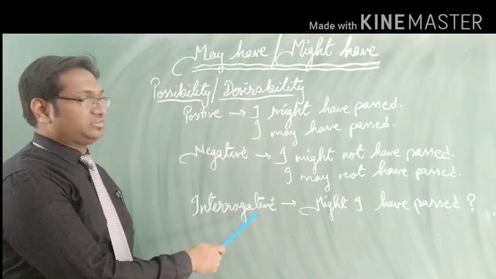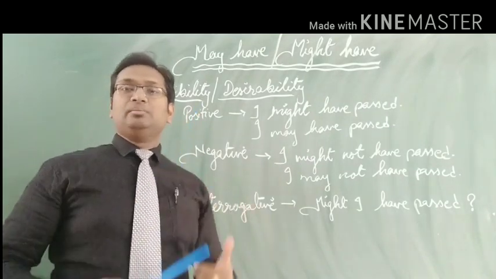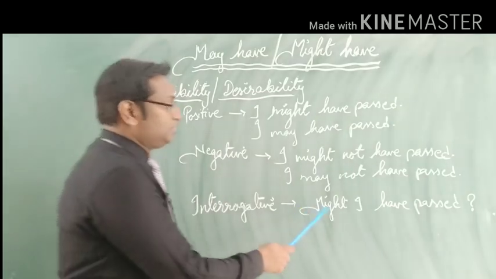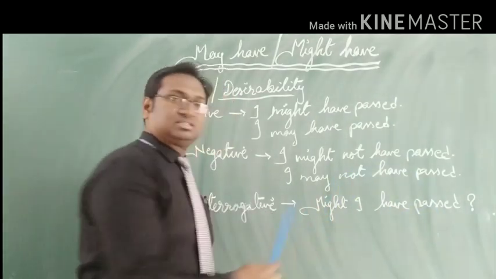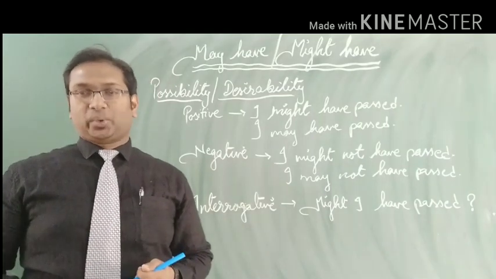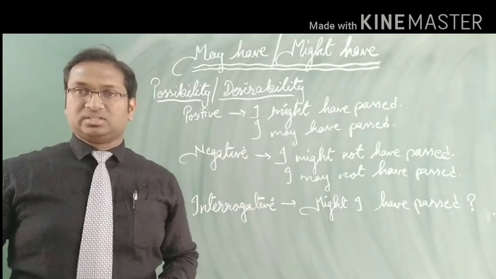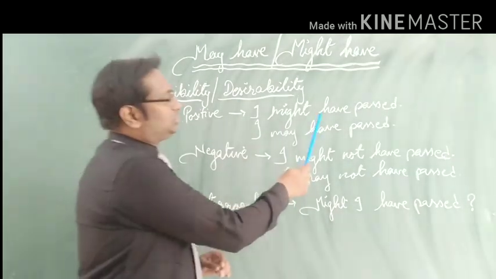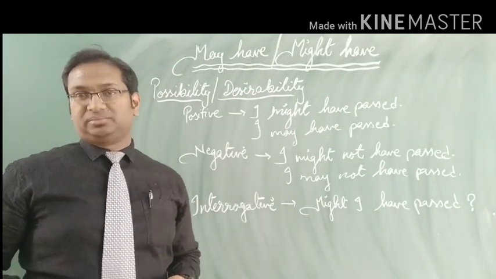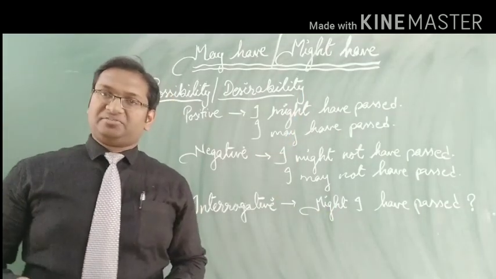Next, interrogative. Now, we are going to change these into interrogative. So, may and might will come before your subject. So, might I have passed? May I have passed? Along with question mark. Now, all these sentences are your perfect ones because we are using have along with the third form of the verb, that is past participle. So, all these are your perfect.